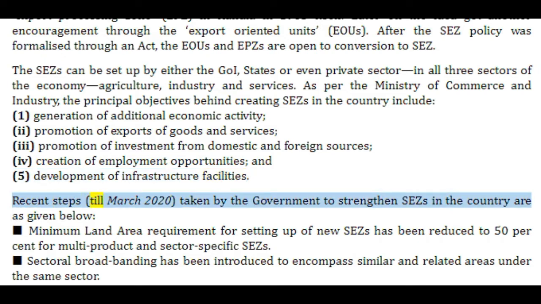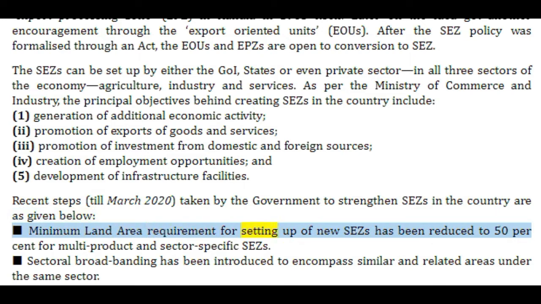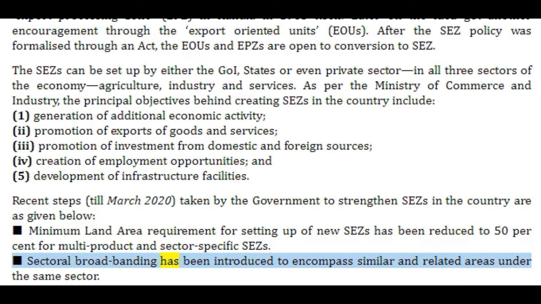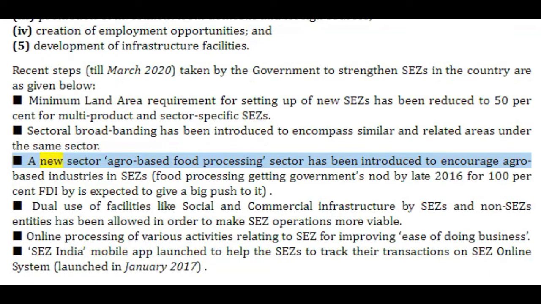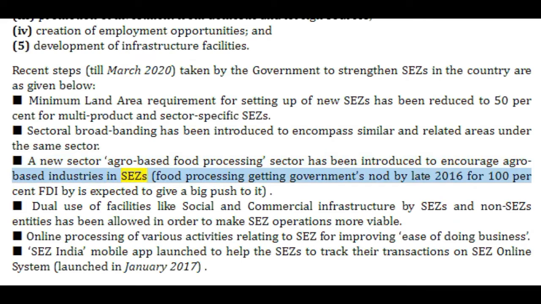Recent steps till March 2020 taken by the government to strengthen CES in the country are as given below. Minimum land area requirement for setting up of new CES has been reduced to 50% for multi-product and sector-specific CES. Sectoral broadbanding has been introduced to encompass similar and related areas under the same sector. A new sector, agro-based food processing sector, has been introduced to encourage agro-based industries in CES.